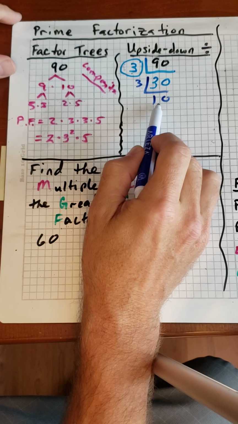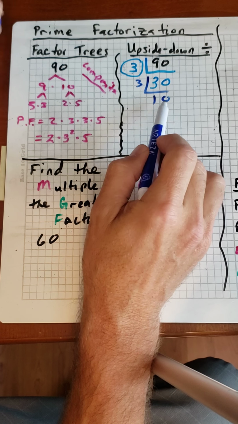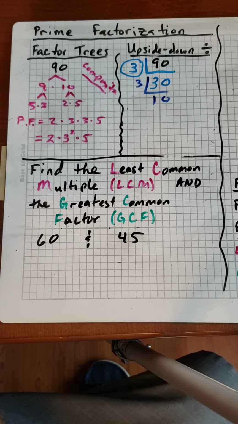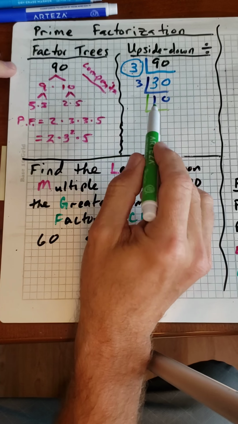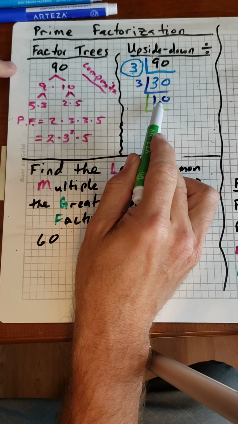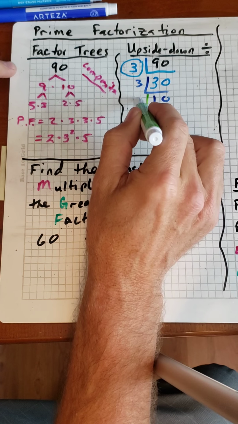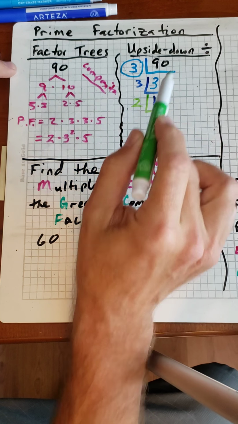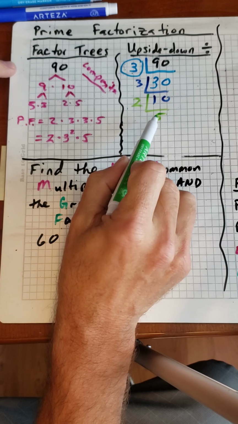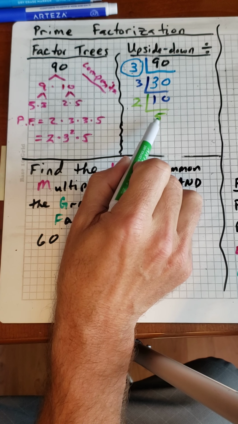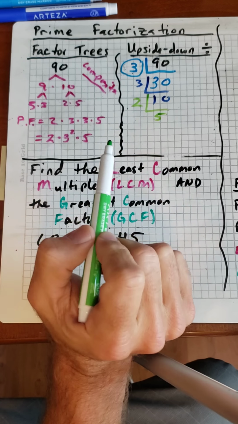So then I look at this. Is this a prime number? And if you say, no, it's not a prime number, that's fine. I just have to keep on going. So I do this again. Now, what prime number goes into 10? Kids might say that 2 goes into 10, and 2 goes into 10 5 times, just like that. And so I look at this. Is 5 a prime number? Yes, it is. Therefore, I'm done.